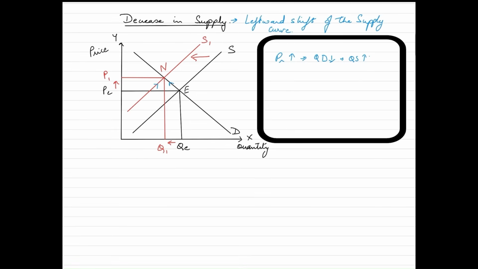So when the supply decreases, equilibrium rises from E to N. Equilibrium price rises from PE to P1, and equilibrium quantity falls from QE to Q1. This is the overall impact of a decrease in supply on market equilibrium price and quantity.